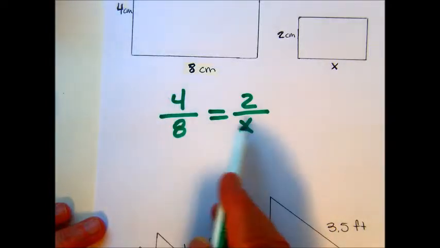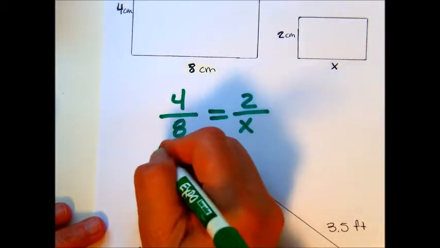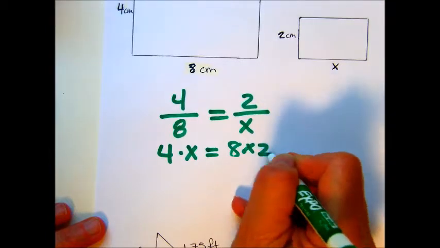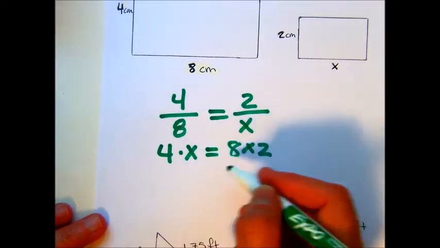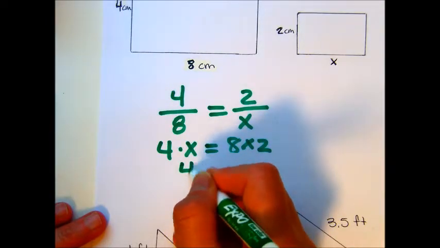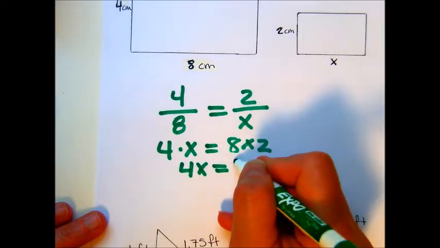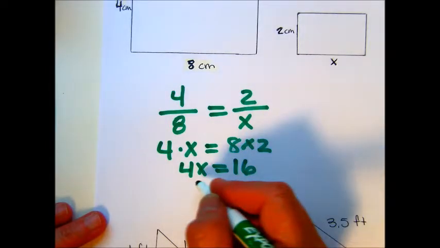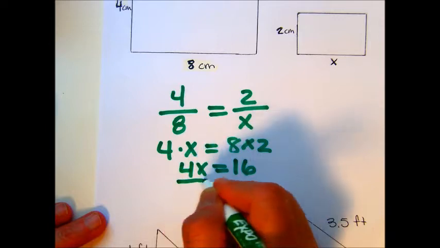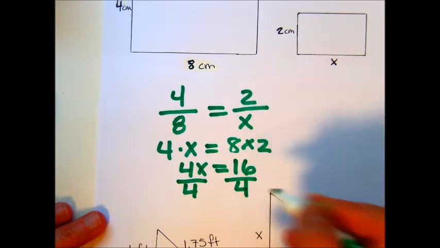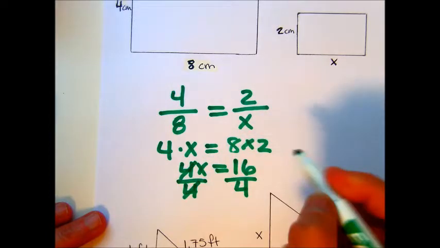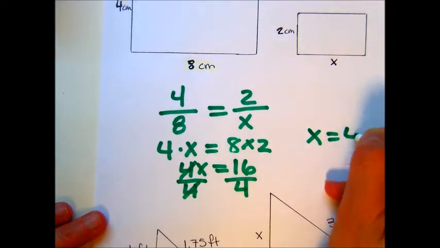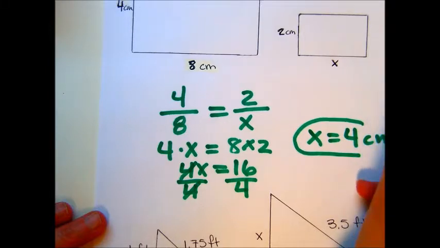So remember, we're going to be cross multiplying. So 4 times x, and then 8 times 2. And then I want to go ahead and simplify that. So that becomes 4x. 8 times 2 is 16. And I want to solve for x by dividing by the number that x is being multiplied by on both sides. And those, of course, are going to cancel. And then 16 divided by 4 is 4. So x equals 4. 4 centimeters.